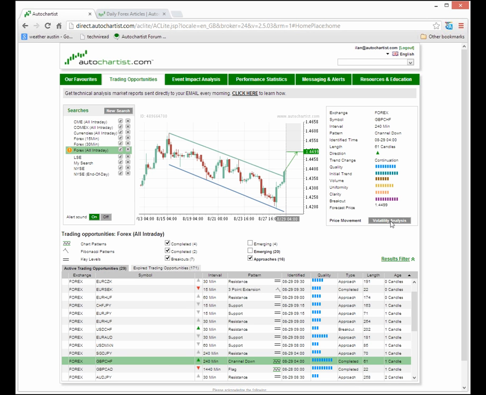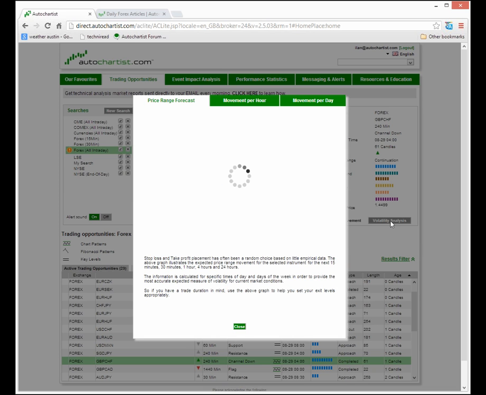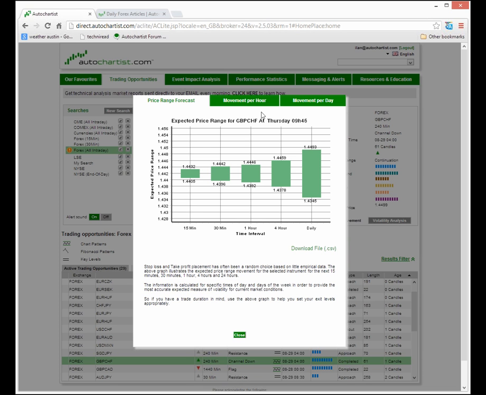So Autochartist helps you get into the market with a trading opportunity section. I guess the most popular question that we get asked at Autochartist is what to trade in what direction, right? Of course we can't tell you, but we hope our trading opportunities section will guide you in the right direction. The next most popular question is, once I've opened the position, where should I be setting my stop loss or take profit? And Autochartist tries to provide that information for you through a tool called volatility analysis.